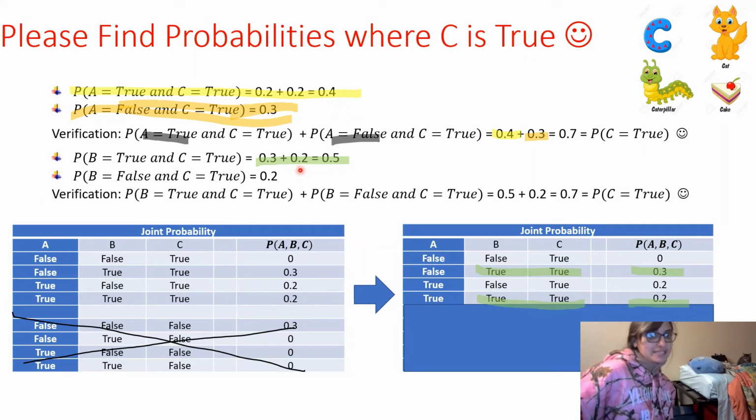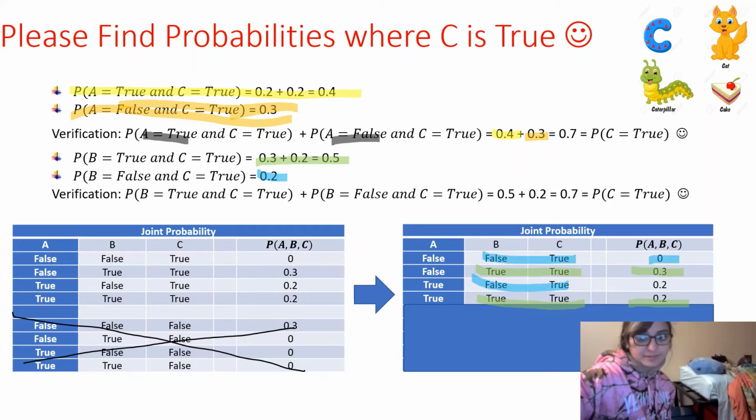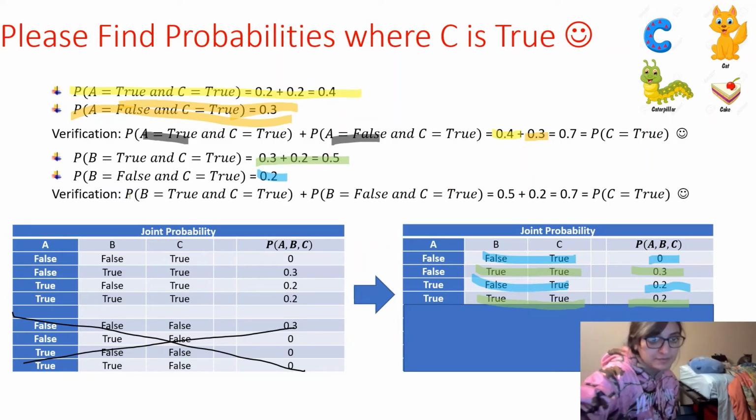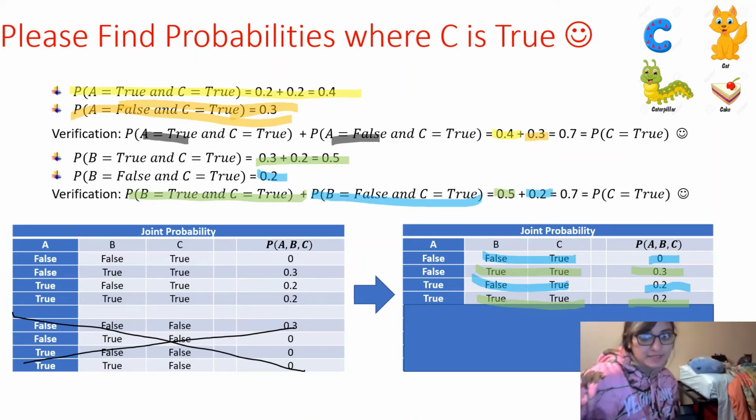And then lastly, we want to see when B is false and C is true, and again, A can be true or false. So for this part, we have 0 plus 0.2, which is just 0.2 here. Because B is false and C is true, that's what this gives us. And if we verify, this 0.5 and this 0.2 together equal 0.7, which is the probability C is true.